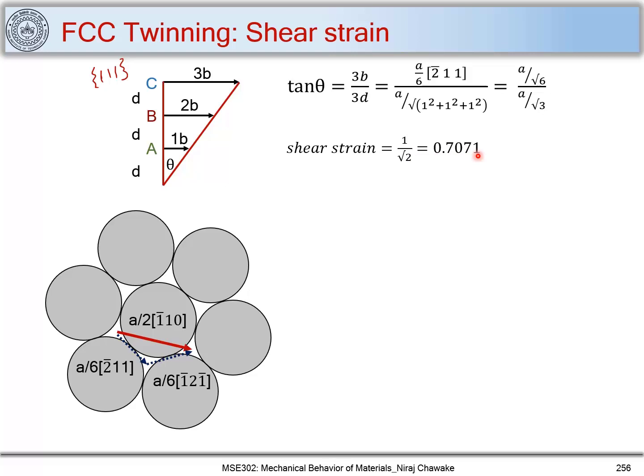And this strain is a massive strain. What I am saying is that the amount of strain being accommodated by the material is massive. So this is a massive strain. What do I mean by that? Let me explain it to you by taking an example of elastic deformation.